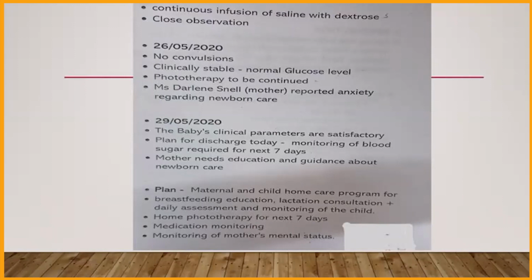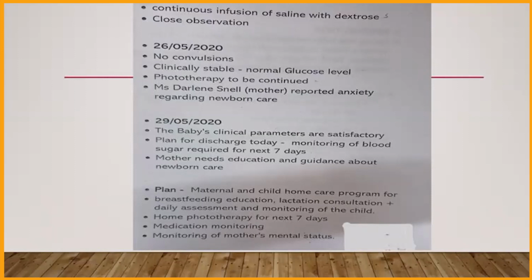Okay, thank you. 29th, the baby's clinical parameters are again satisfactory. And that is why the baby is being planned for discharge today, but requires monitoring of blood sugar. Why? Because it dropped, isn't it? For the next 7 days. And since on 26 it is clearly said that the mother has anxiety regarding newborn care, she needs education and guidance about newborn care. So actually, you can club the 26th and the 29th together very briefly. Okay, that's enough. Now let's look at the plan.